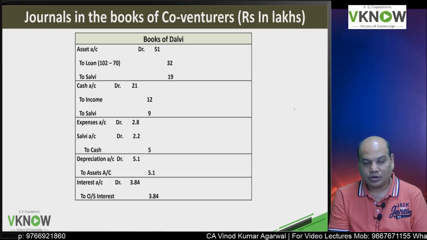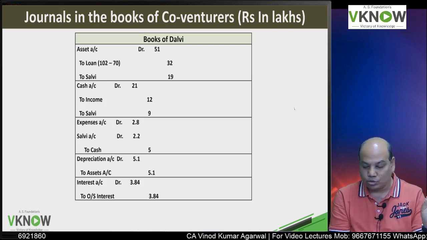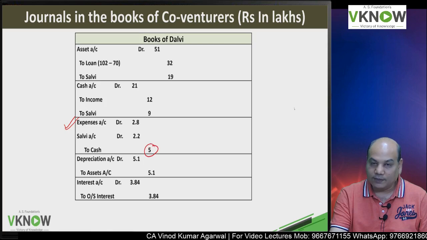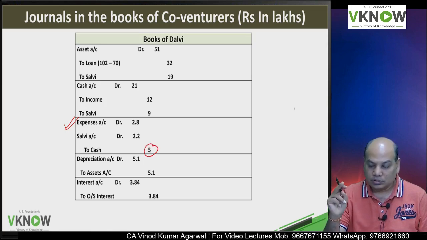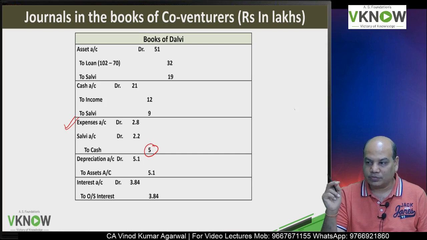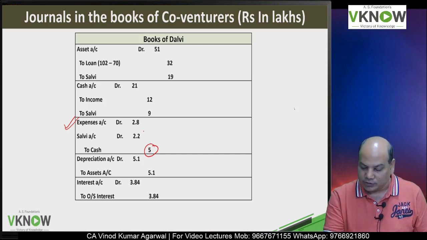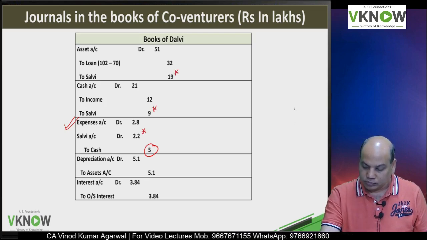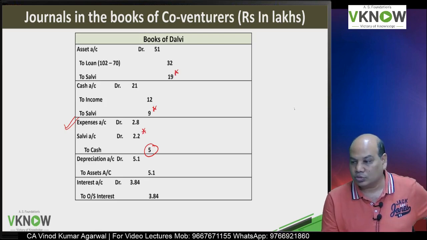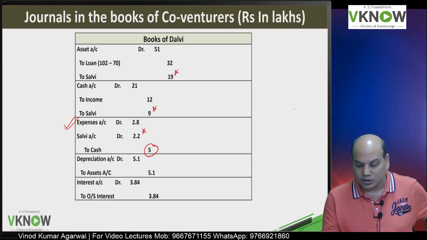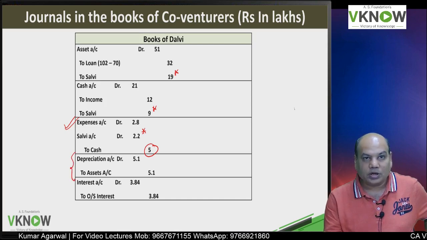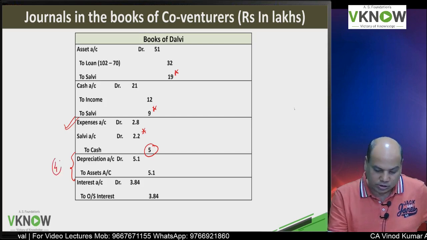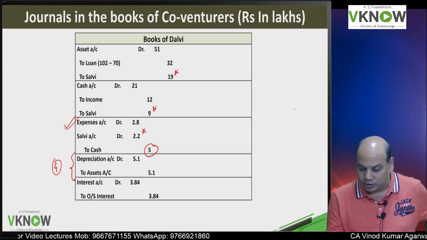Third entry, their share of expense is 2.8, but they have paid 5 from their pocket. Expense account debit 2.8, Salvi Limited account debit balancing figure 2.2, to cash or bank 5. Share of expense recorded. Fourth entry, depreciation account to asset account 5.1.